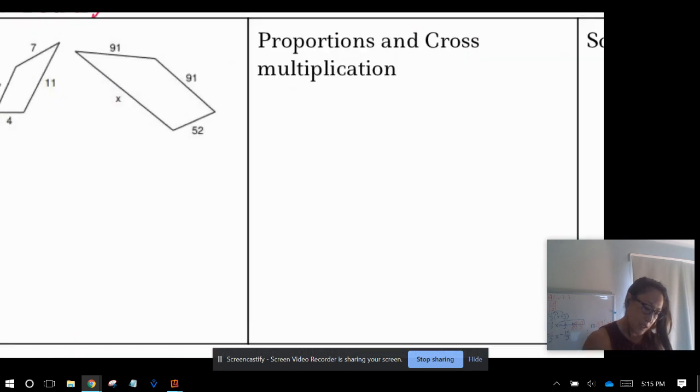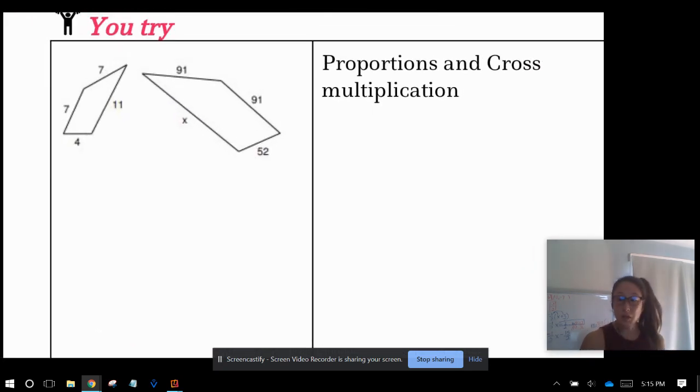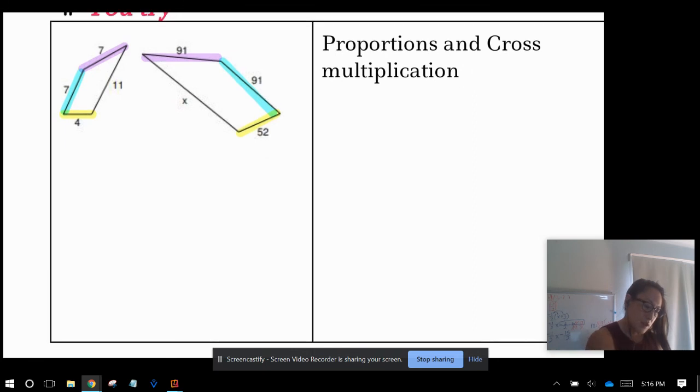We got to test to see, since we already know these shapes are proportional, we got to figure out which sides are proportional with, relate to one another. Okay, so I think that it looks like the 4 and the 52 go together. The shorter side here, 7 and 91 go together. And then the 7 and the other 91. Okay, and then so we're going to test.